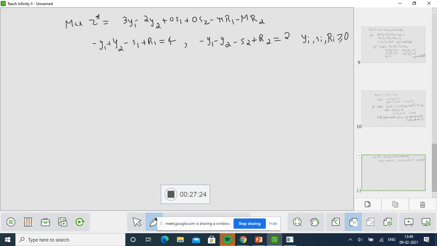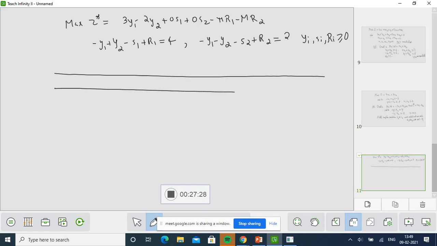So let us now construct our table. What will be this table for us? Can anybody give me the heading?